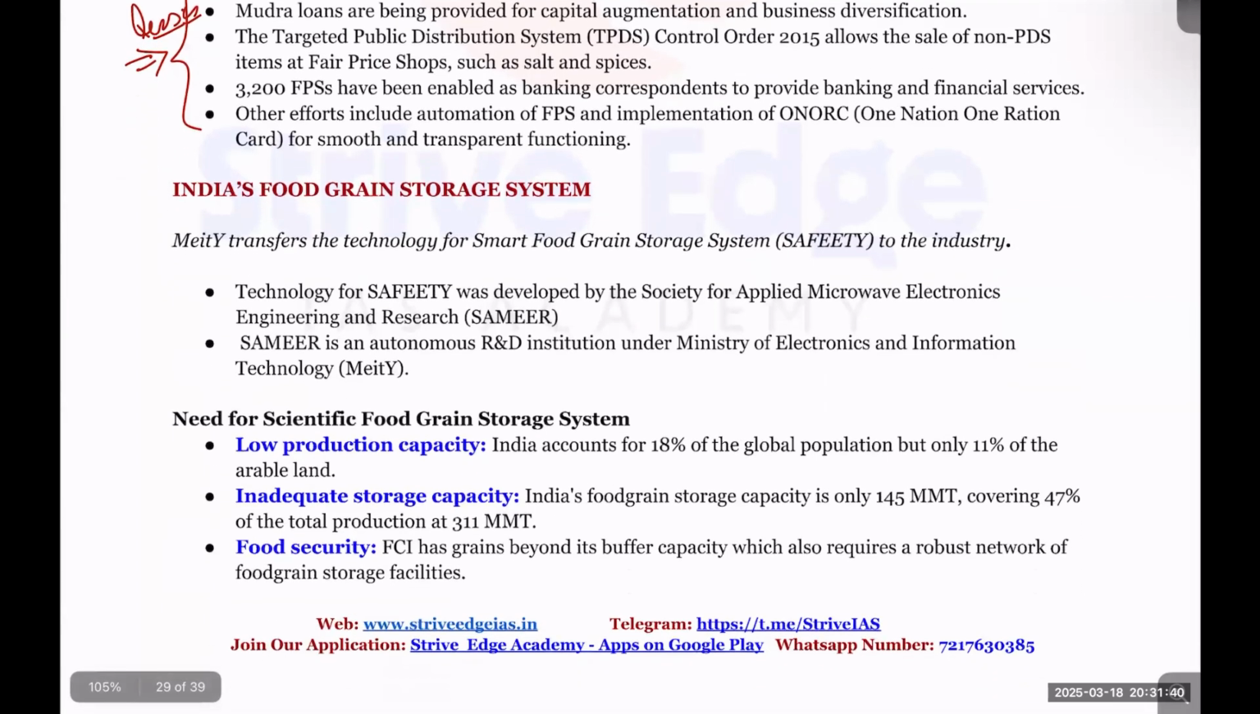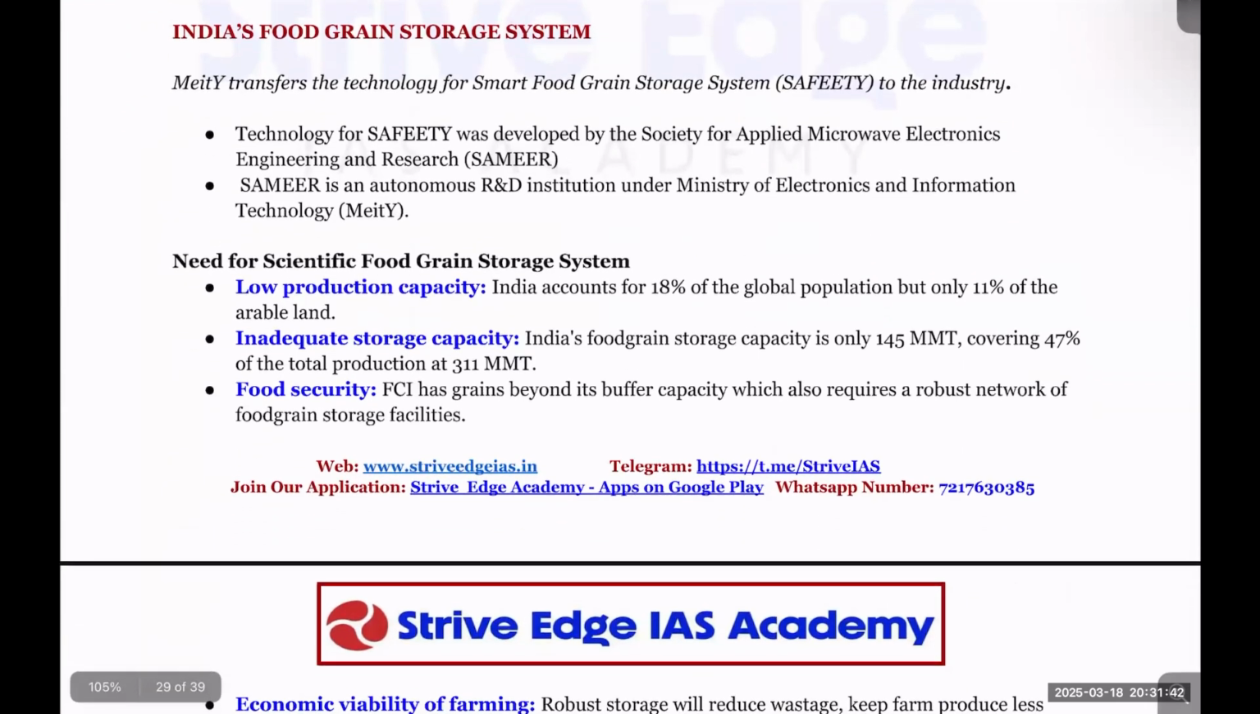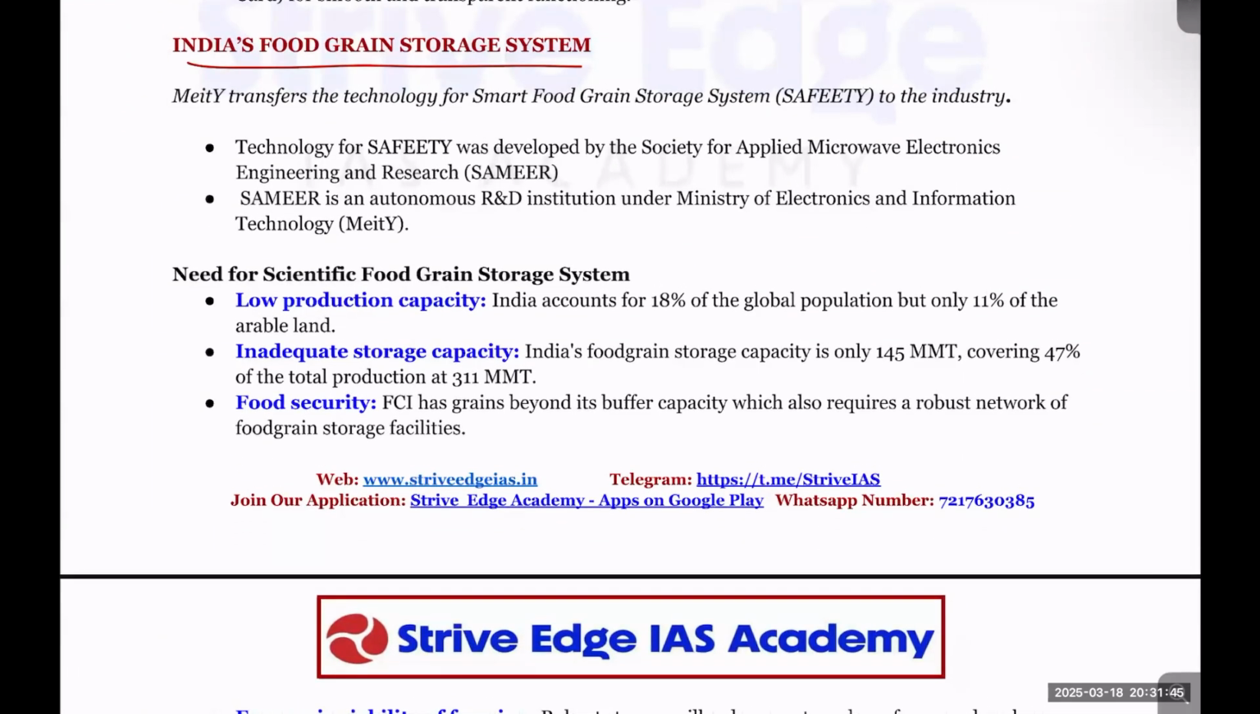Now, moving to the next topic, India's food grain storage system. So, Ministry of Electronics and Information Technology has transferred the technology for smart food grain storage system safety to industry. Okay, so transfer of technology has been taken up, and what is this safety related to? This is important because UPSC may ask what is safety related to, right? So this is the type of things you should remember about.